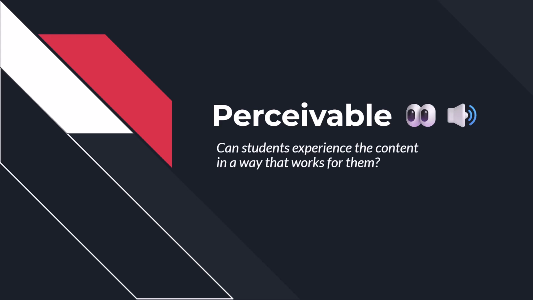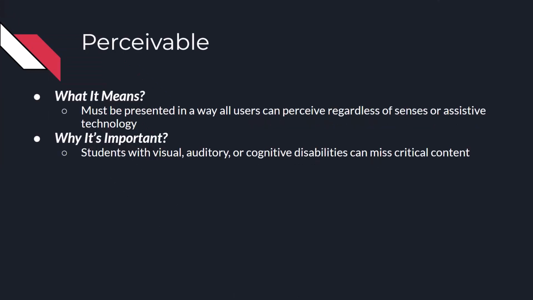Can students experience the content in a way that works for them? This is going to be a lot of the things that you probably think about when it comes to accessibility. This is probably the area that you have the most impact on as an instructor. So this is probably going to be the one that you're going to focus on and think about the most. Not to say that the other ones aren't important and don't need to be taken into consideration, but this is the big one. So what does it mean?